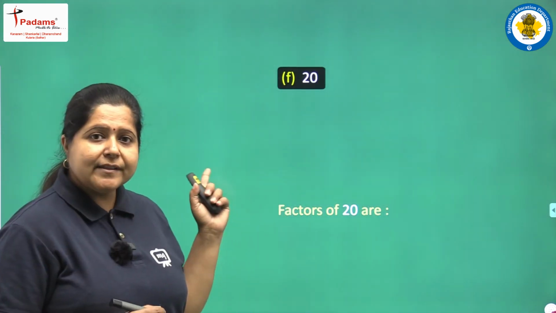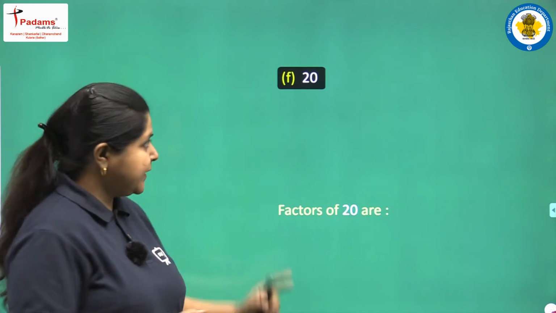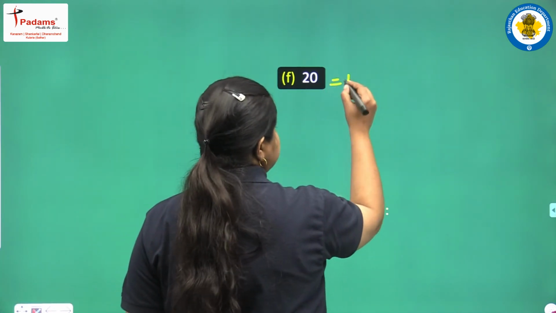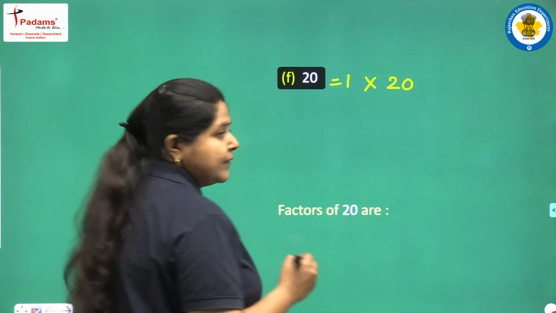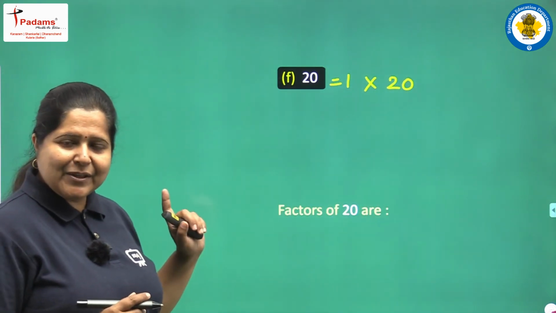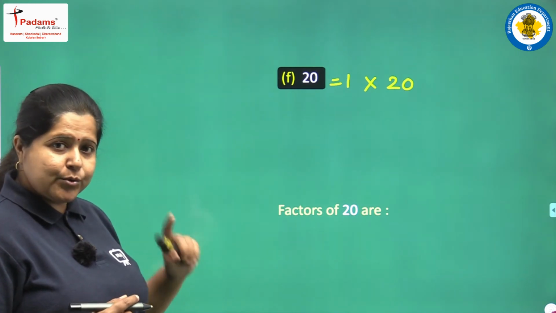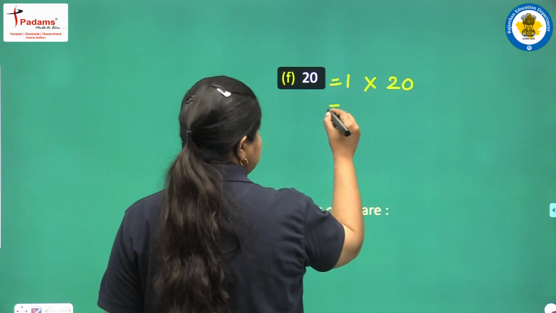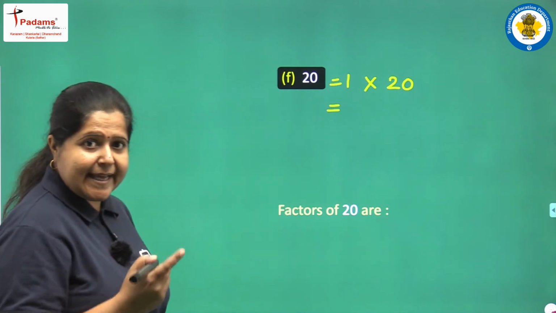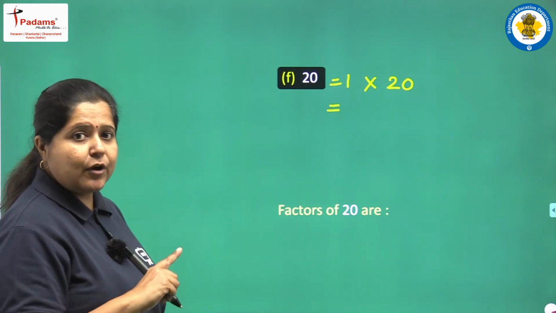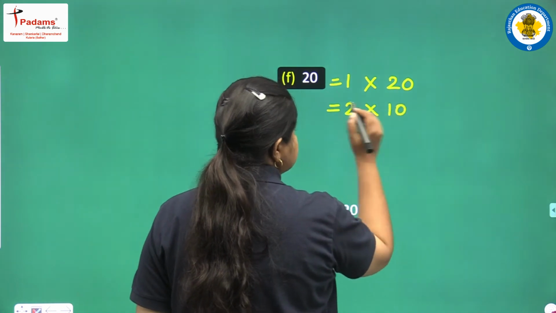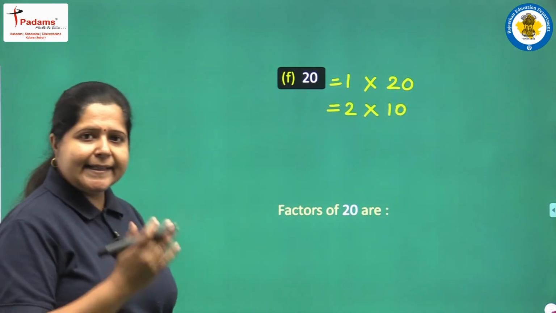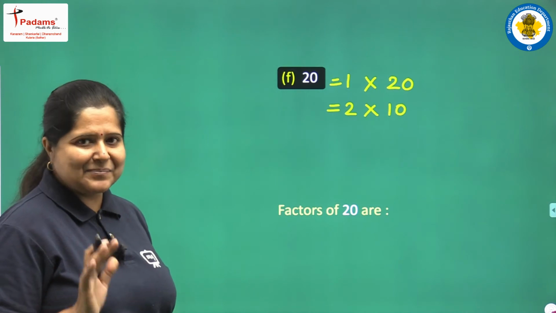Then write down the factors of 20. We now look for the factors of 20. We know that 1 is a factor of every number and 20 will be a factor of itself. So these two factors are very well known to us. Then we move on to 2. Will 2 divide 20 completely? Yes, because 20 comes in the table of 2. 2 tens is 20. So both 2 will divide it completely and 10 will also divide 20 completely.